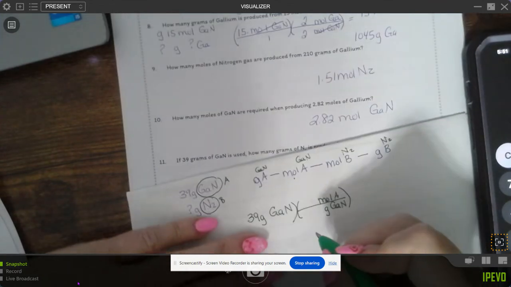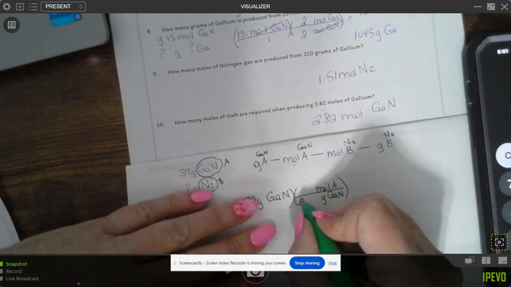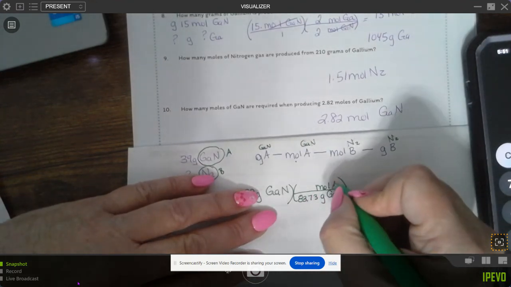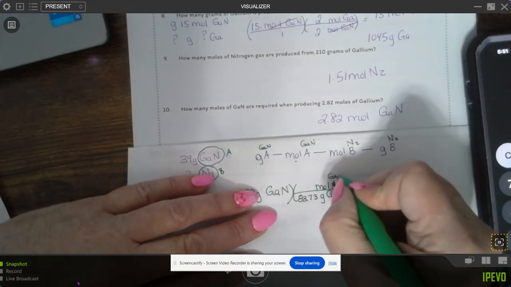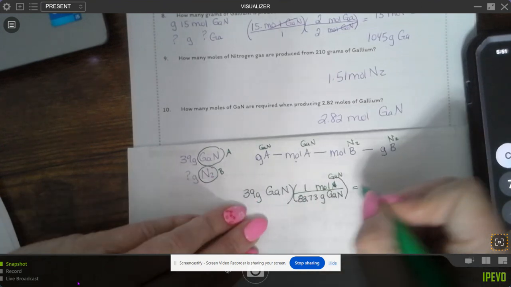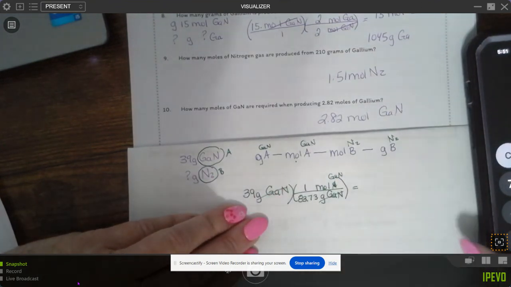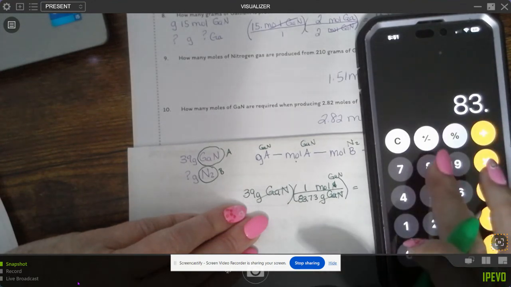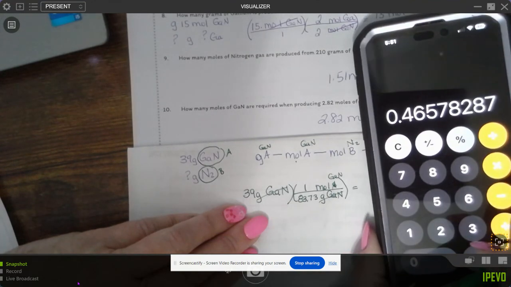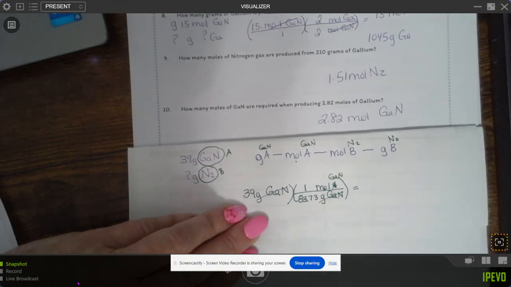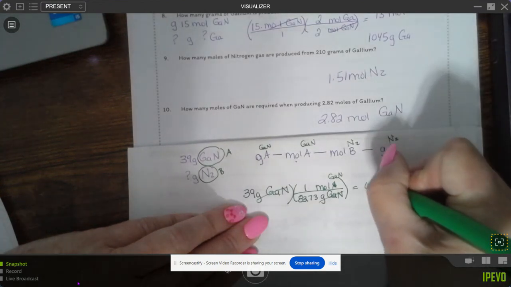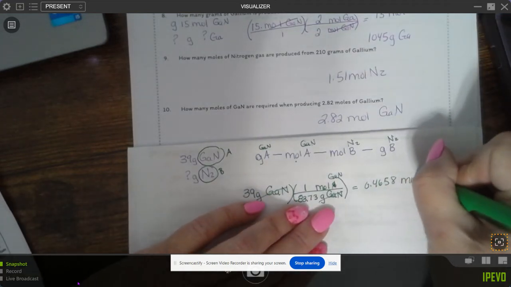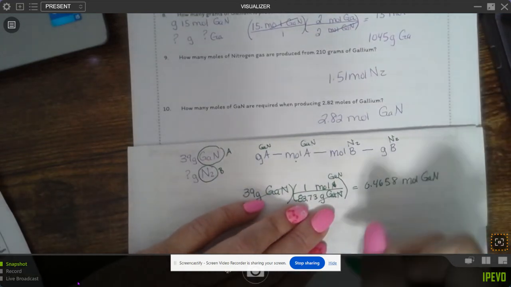What that means is there are 83.73 grams of gallium nitride in 1 mole of gallium nitride. Okay, our units cancel out. So we're going to do 39 divided by 83.73. And we get 0.4, we're going to go with 0.4658, because we've got more steps to go. That's moles of gallium nitride.